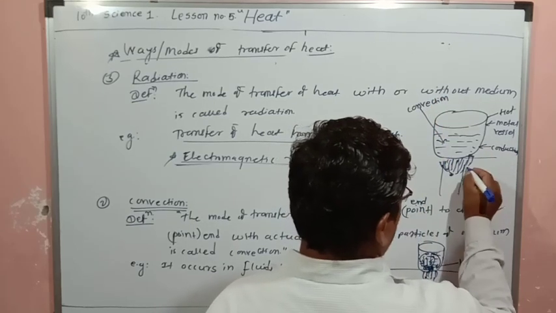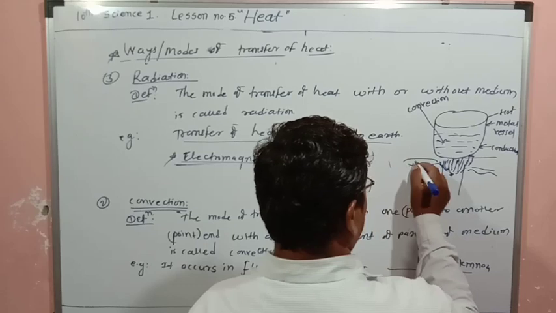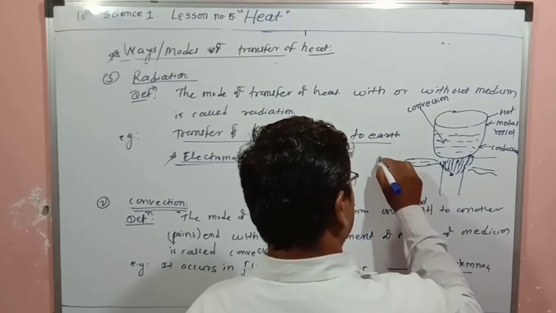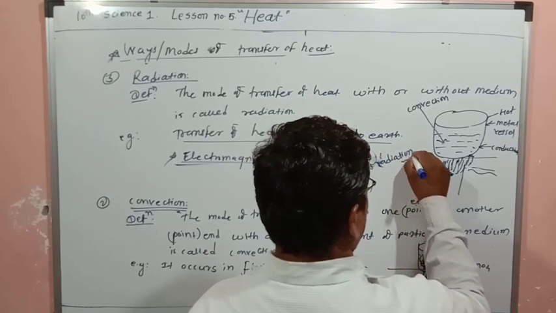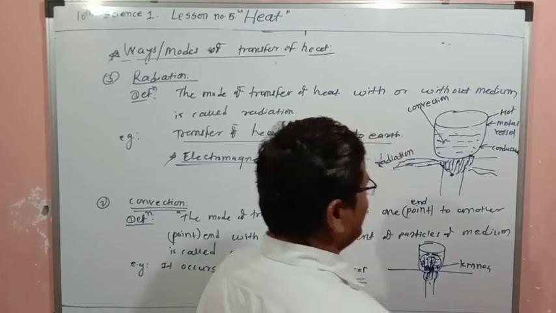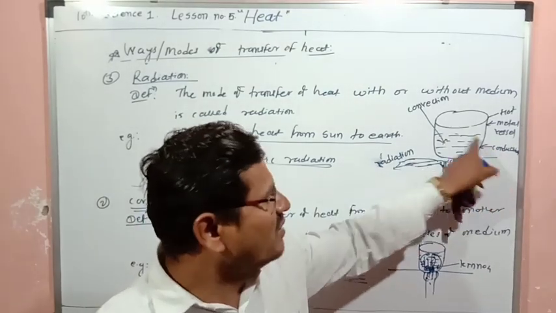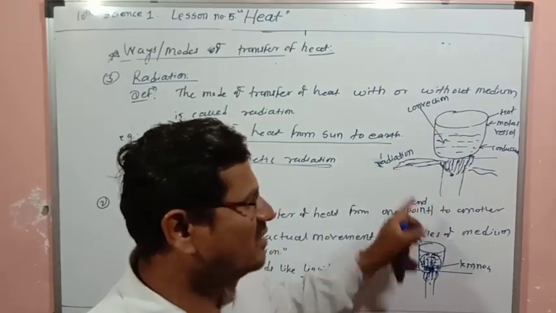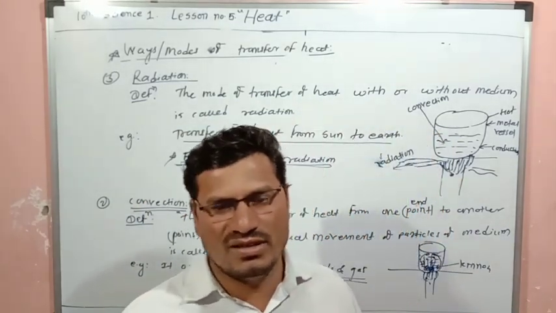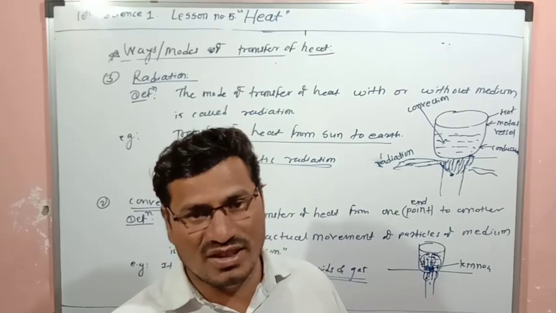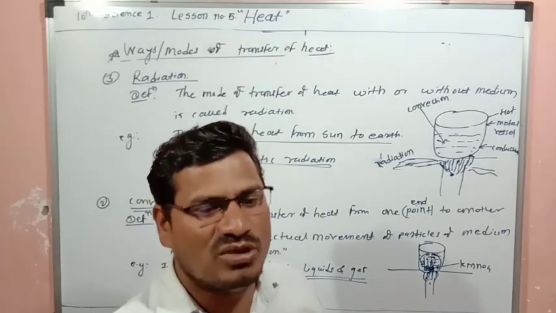And suppose heat is also passed through the air. Suppose your hand is here, then this will be radiation. Through the air it is passing, it will be radiation. So: conduction to the metal, convection to the liquid, and radiation through the air. When you are sitting near a fire and spreading your hands, your hands feel the heat. That is radiation. So these are the modes of transfer of heat.